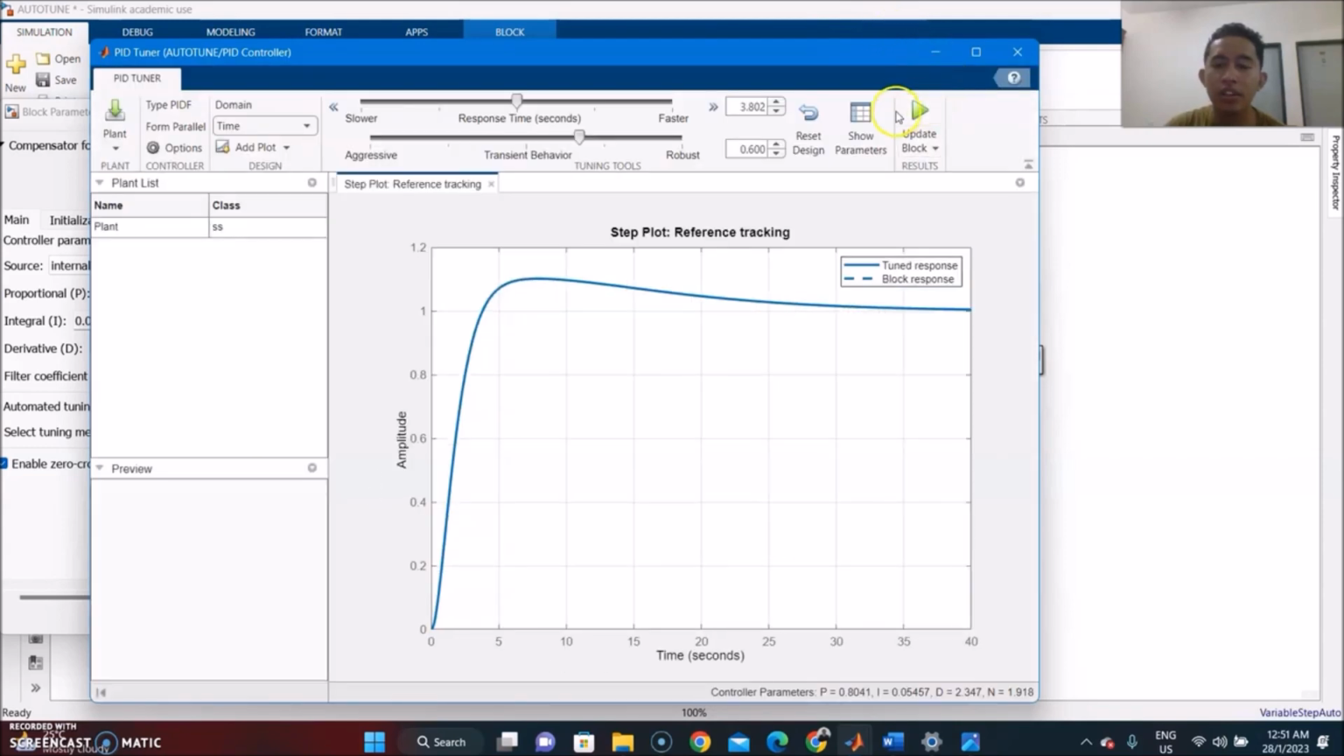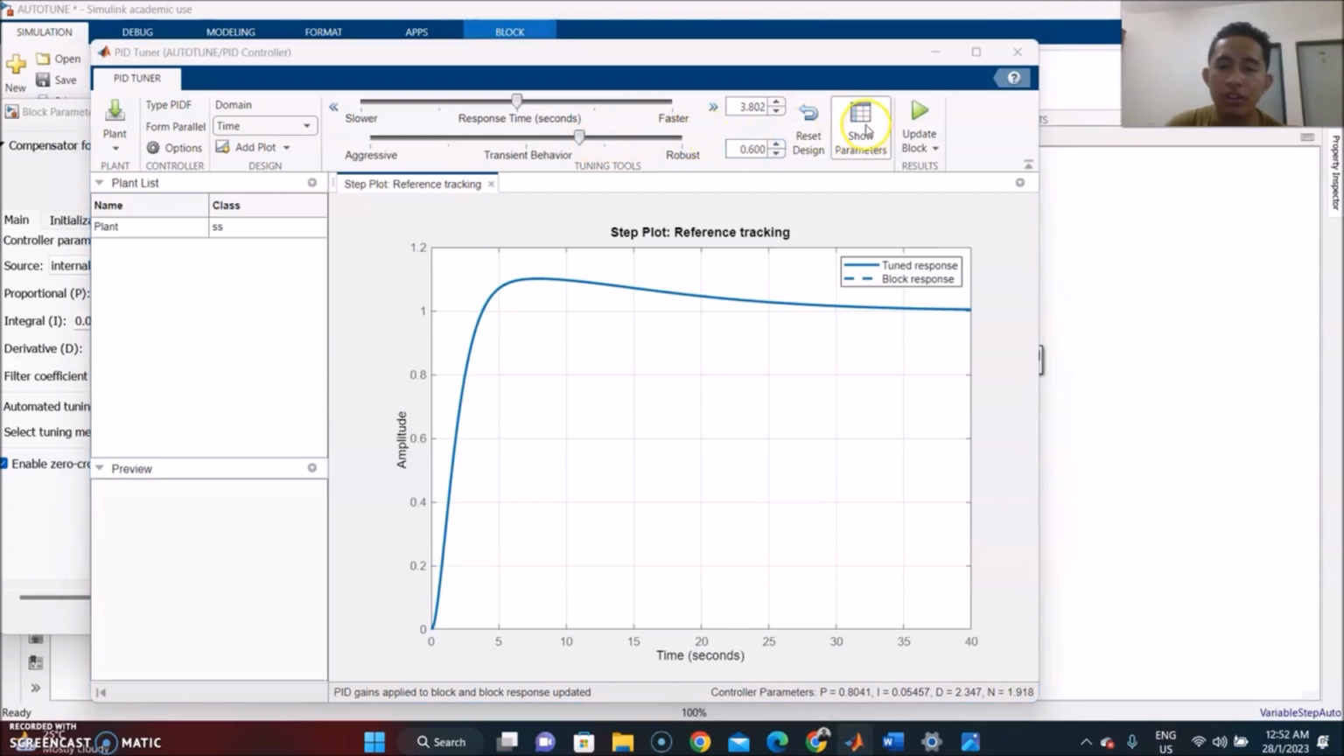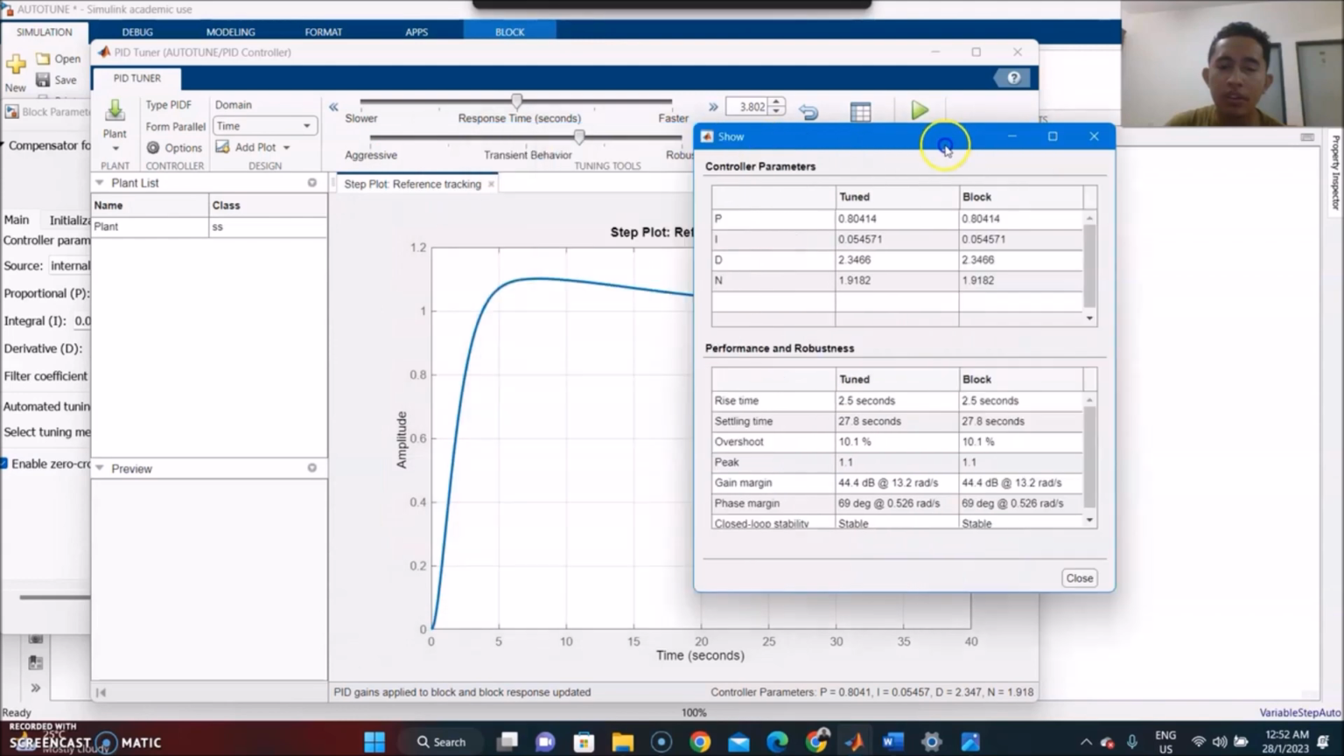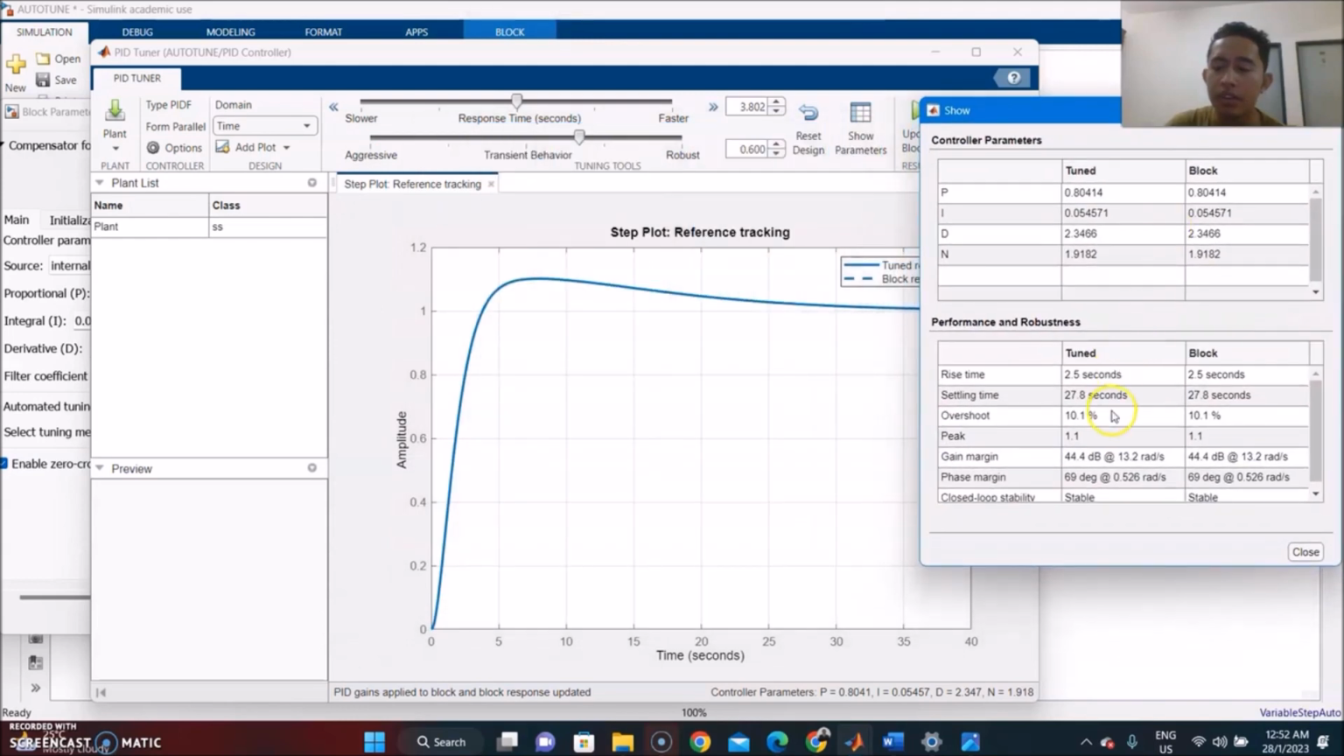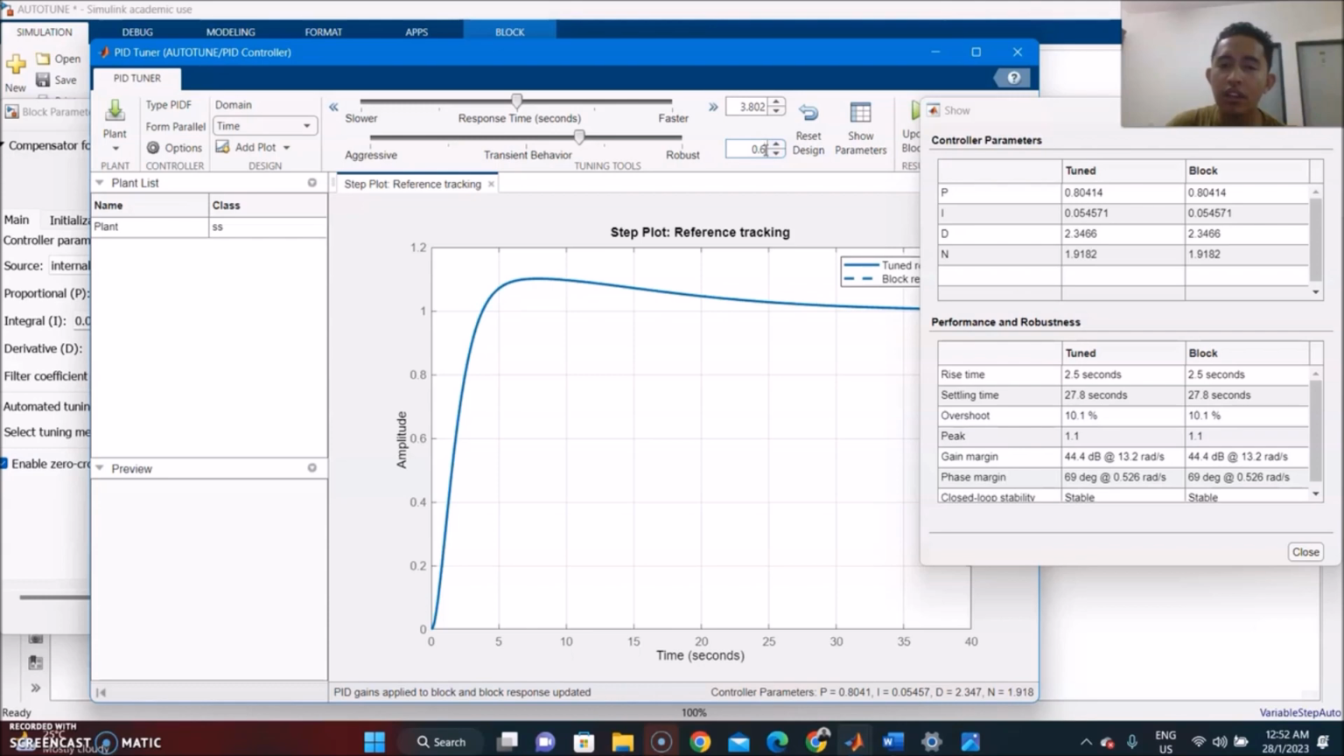Then we'll execute a graph. After executing the graph, as you can see here, the parameter is 10.1. As the requirement in the question, they need the overshoot to be less than 10.